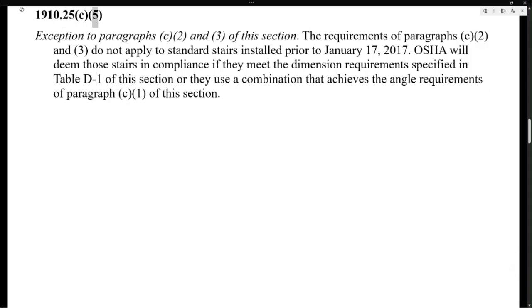(c)(5) Exception to paragraphs (c)(2) and (3) of this section. The requirements of paragraphs (c)(2) and (3) do not apply to standard stairs installed prior to January 17, 2017. OSHA will deem those stairs in compliance if they meet the dimension requirements specified in Table D-1 of this section, or they use a combination that achieves the angle requirements of paragraph (c)(1) of this section.